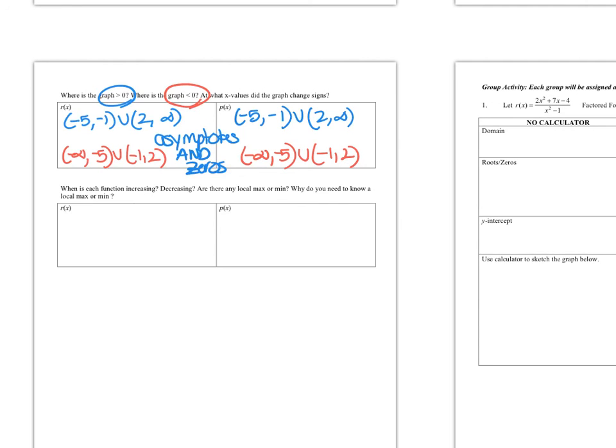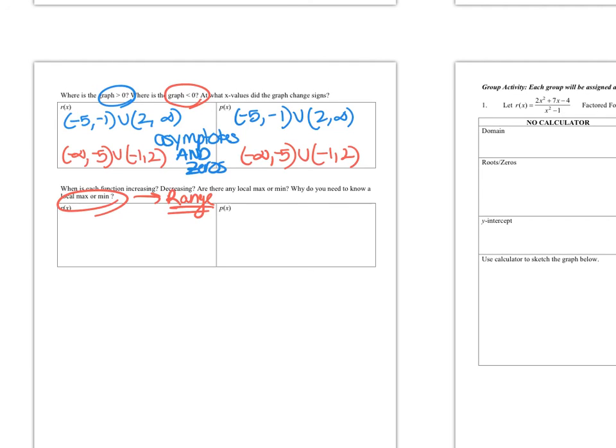And then determine when each function is increasing, decreasing. Are there any local maxes or mins? Why do you need to know? We need to know local maxes and mins for range, because sometimes you may have a break vertically. In these ones, we do not, okay?